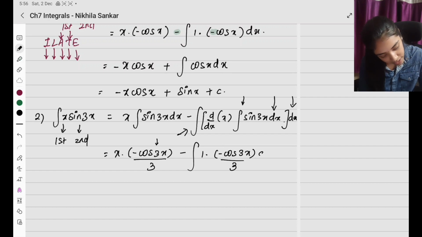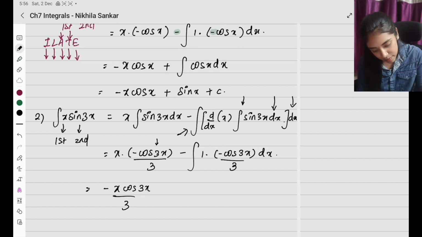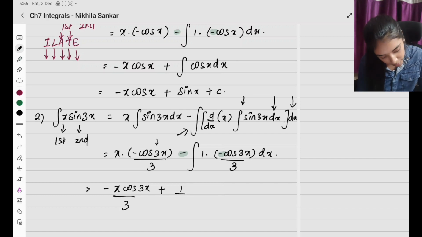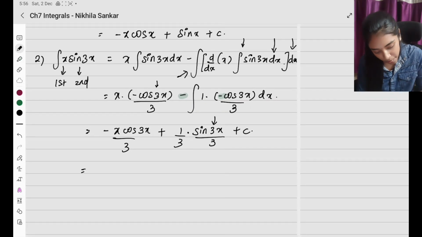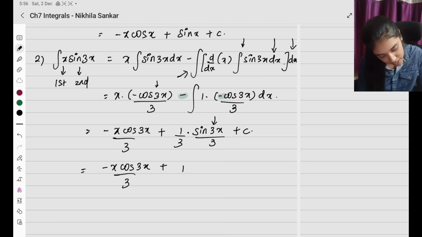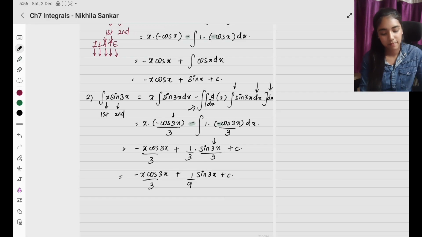Again divided by 3, times dx. So this is minus x cos 3x divided by 3. Minus minus becomes a plus. 1 by 3 is a constant. Integration of cos 3x is sin 3x; the coefficient of x is 3, so divided by 3 plus c. You have to do it twice. So this is minus x cos 3x divided by 3 plus 1 by 9 sin 3x plus c. So this is my answer.